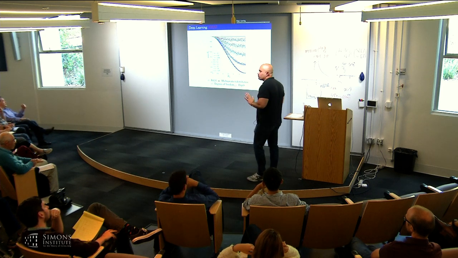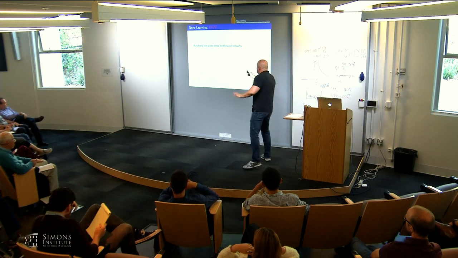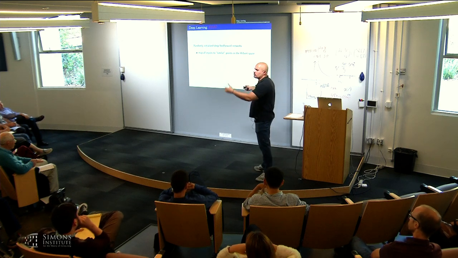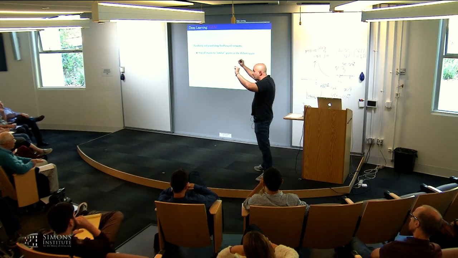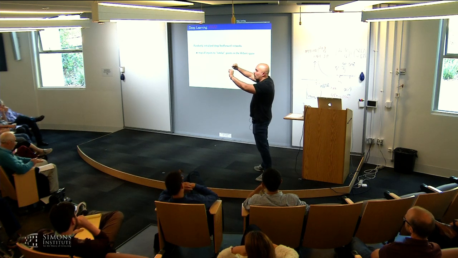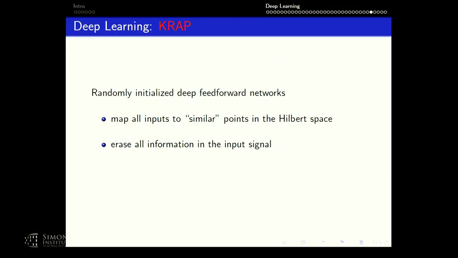This is only, but we have extended this, actually, Russell has extended this. Let me just finish this. So the idea is that it maps all the inputs to similar points. Remember, it's a Hilbert space, so angles matter. It sort of maps them to similar points as it relates to angles. Again, that means all information is lost.